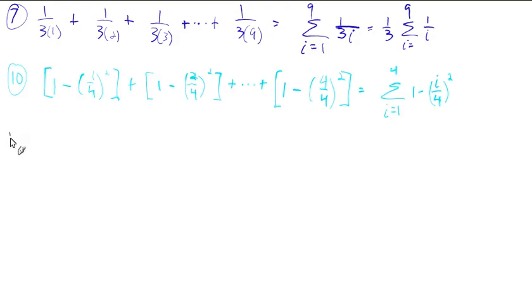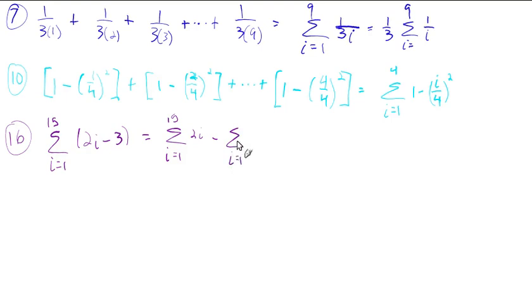Number 16. The sum from 1 to 15. When these n's are rather large, we don't want to write out 15 terms and try to add them by hand. This is where the formulas come in handy. Well, first, we remember that if we have a sum or a difference inside the summation notation, we can write it this way. This first one gets its own summation notation, minus this other one gets its own summation notation.